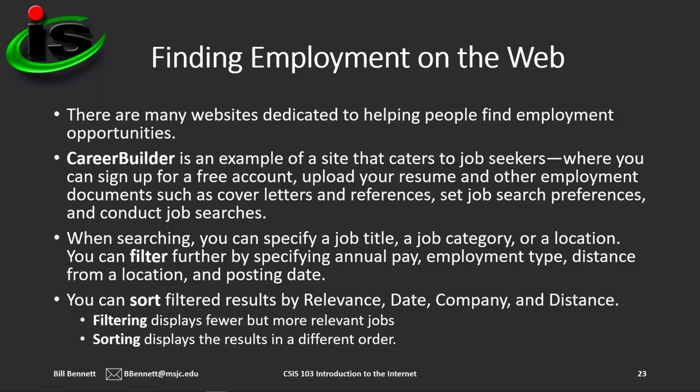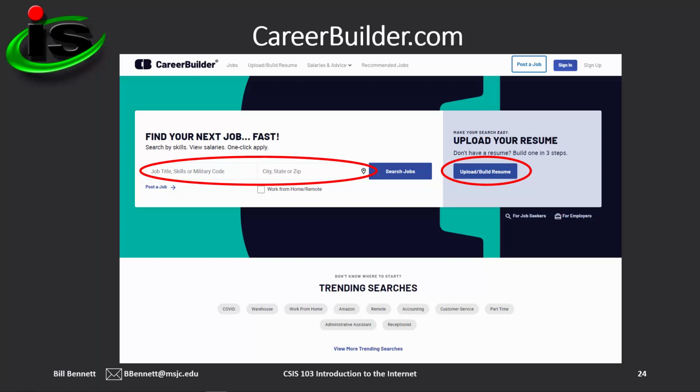You can filter further by specifying annual pay, employment type, distance from a location, and posting date. You can sort filtered results by relevance, date, company, and distance. So filtering displays fewer but more relevant jobs, where sorting displays the results in different orders. Here's an example of careerbuilder.com, where you can search by job title, skills, or military code, and then also have an opportunity to upload or even build online a resume.